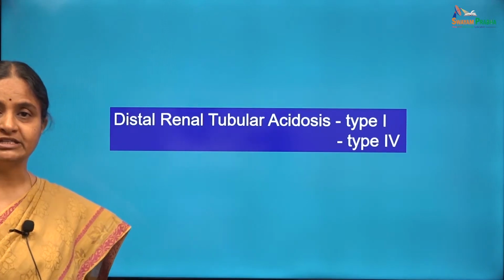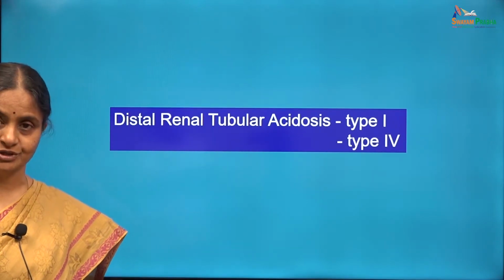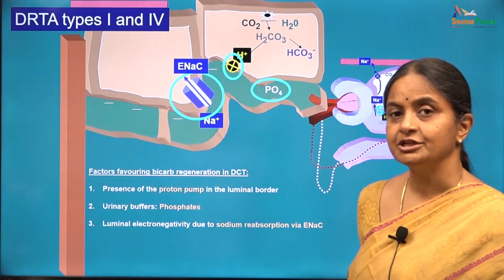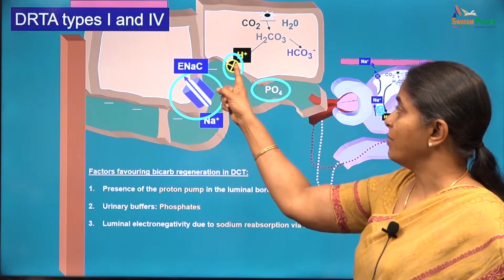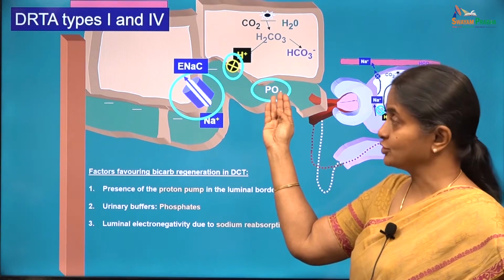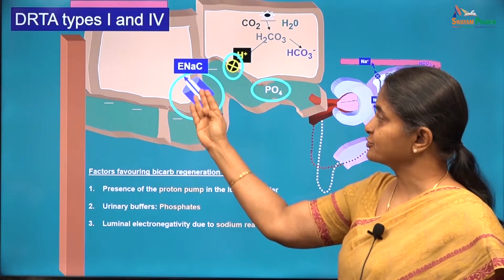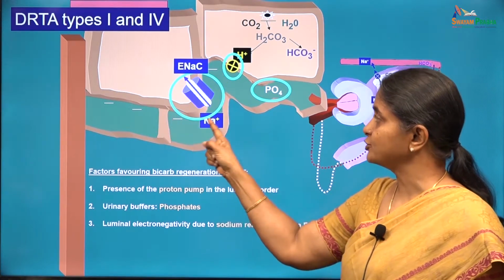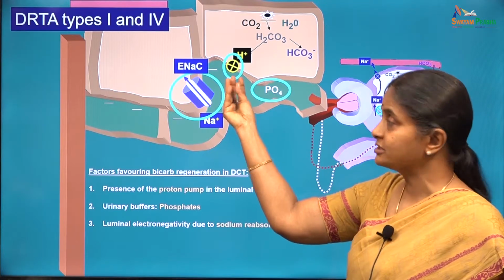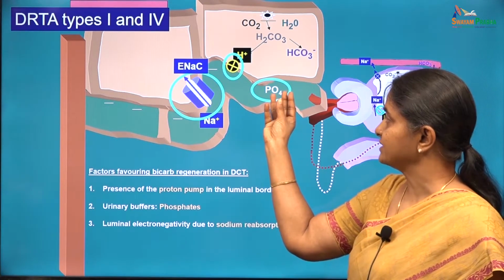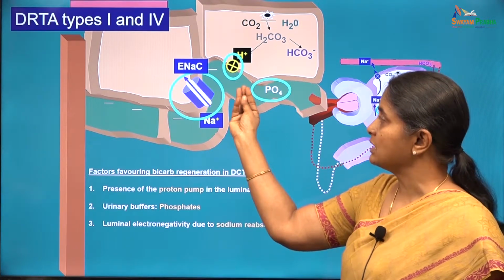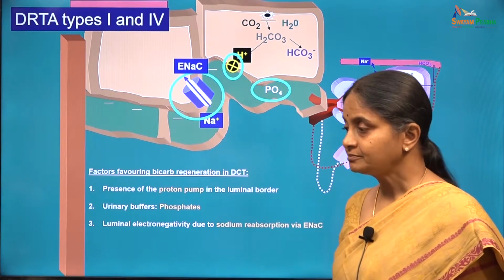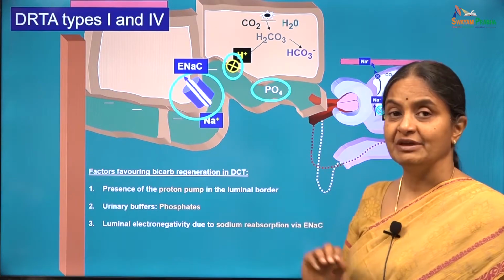We will now move on to a discussion on distal renal tubular acidosis. The three mechanisms crucial for bicarbonate generation in the distal tubule are the proton pump, the urinary buffer phosphate, and sodium reabsorption through the epithelial sodium channel, which will leave the lumen electronegative. That electronegativity helps pull down more protons. So does the urinary buffer phosphate. It helps pull out more protons while not allowing the urine pH to drop too low. If it drops too low, the proton pumps may fail.